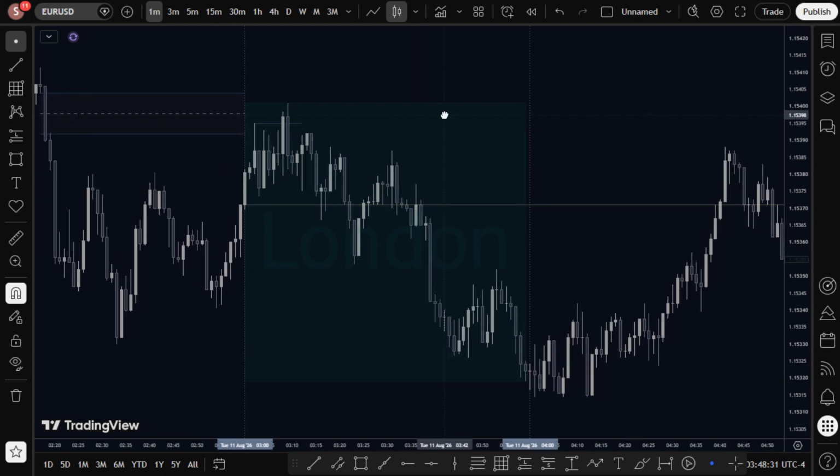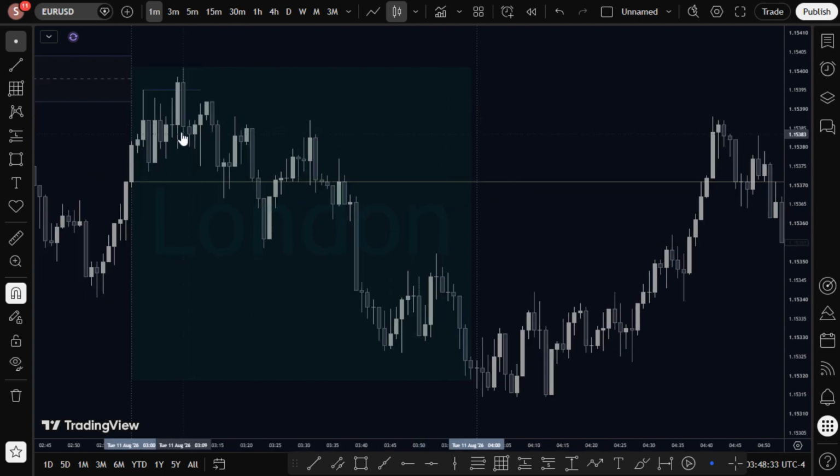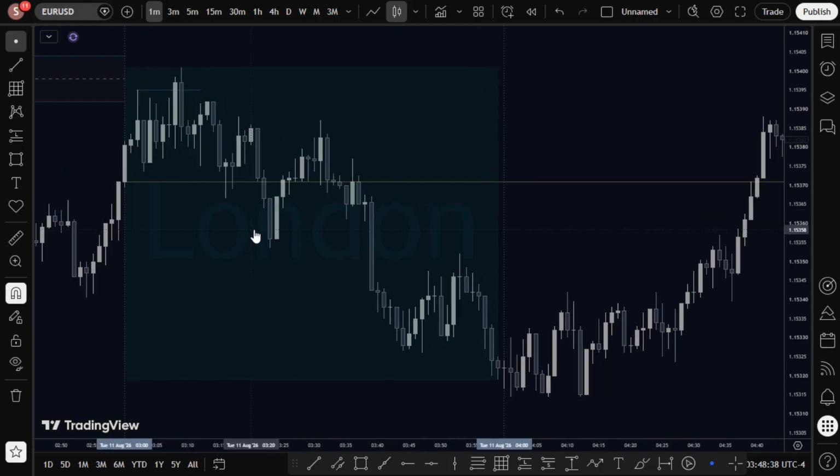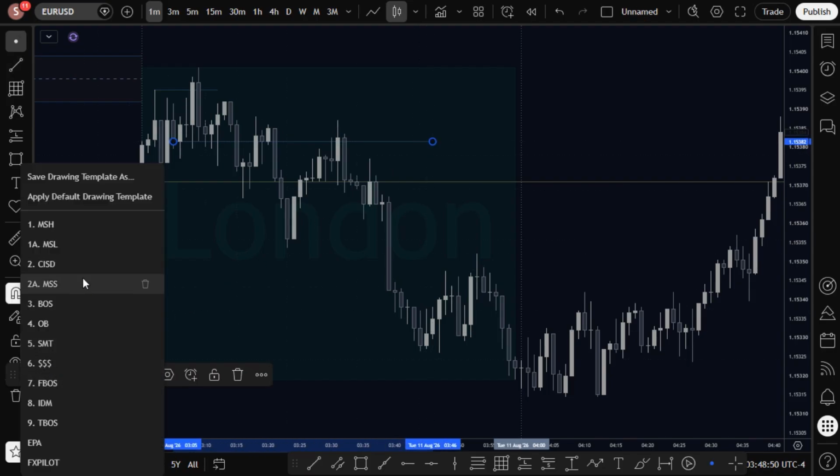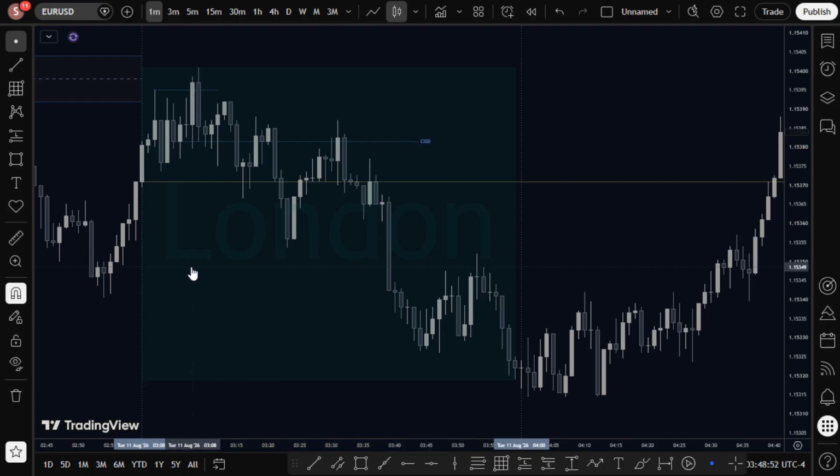Condition number 2, there was a change in state of delivery. Watch. This is a consecutive candle that went up to sweep liquidity. So that's a change in state of delivery. Follow me, guys. Now, where is our breaker? This is our breaker. We'll mark our breaker.